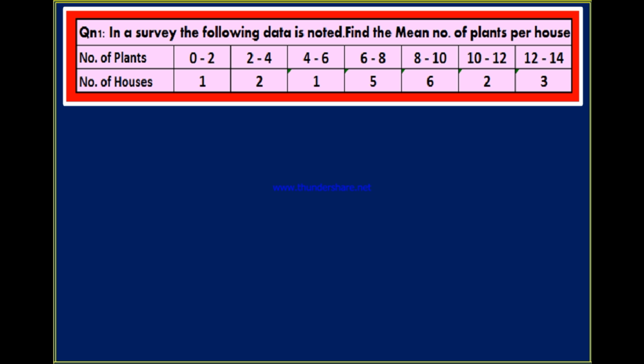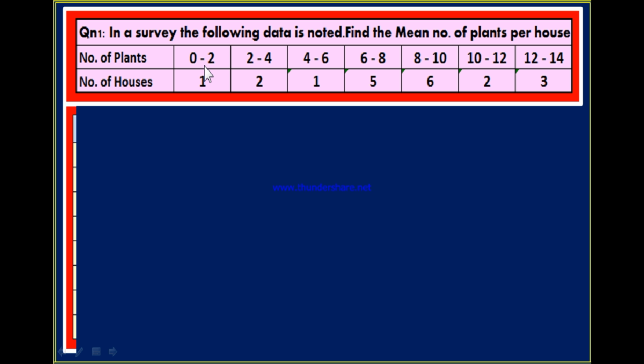In order to find out arithmetic mean, there are 3 methods. The first one is direct method. The second is deviation method, and the third is step deviation method. Now let us solve this question in direct method. Of course, you can use any method to solve this question. Let us learn all the 3 methods one by one. First of all, let us solve the question number 1 in direct method.